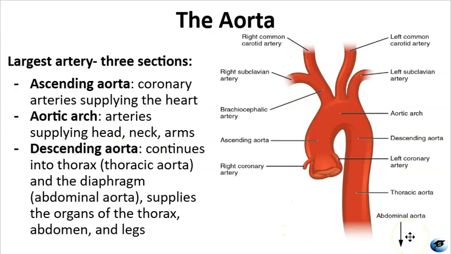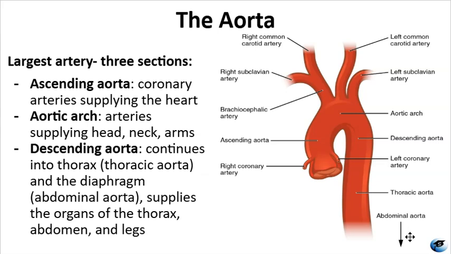The aorta is the largest artery in the body, and it is divided up into 3 main sections. Each section has important branches that supply blood to the body. First, the ascending aorta rises upward from the heart and gives off the right and left coronary arteries, which supply oxygen-rich blood directly to the heart muscle itself.